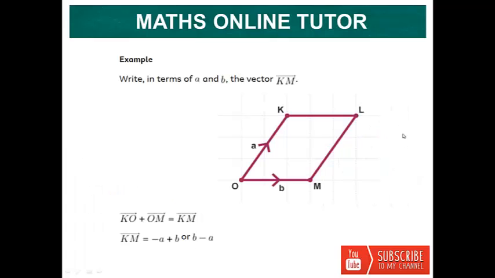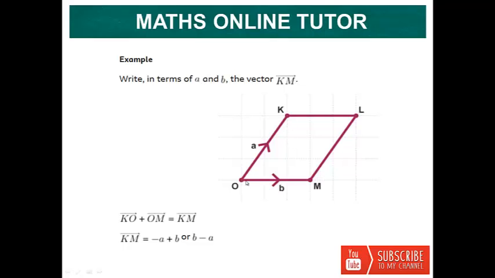Okay, let's try one more example on vectors. In this example, we have to write in terms of a and b the vector km. The vector km is not drawn here, but you can draw a line in order to represent the km vector. What we know is OK vector, which is equal to a value of A, and we know also the OM vector, which is equal to B. So OK vector is moving from O to K and OM vector is moving from O to M.